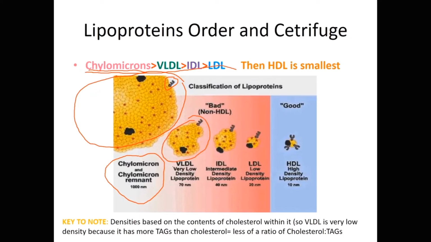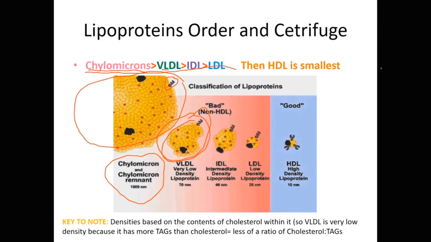VLDL stands for very low density lipoprotein. This is next in line as far as size and order. So it's the second largest lipoprotein that you make, and it is second in line in this order. So first was chylomicron, then second was VLDL.